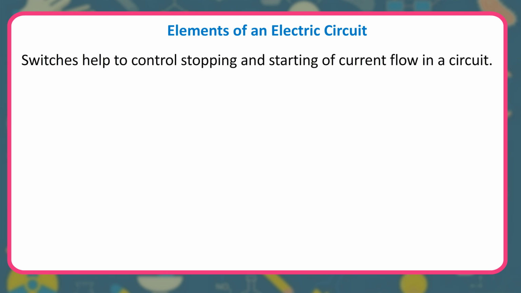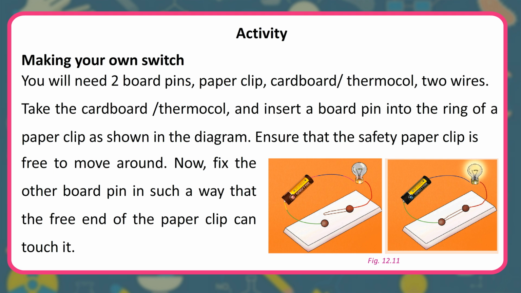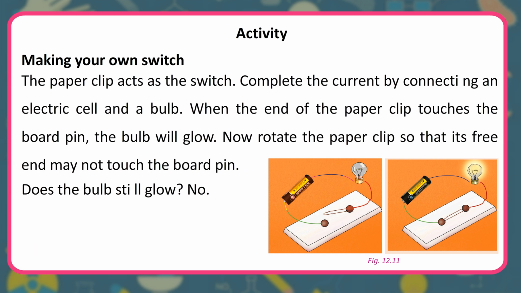Electric switch. Switches help to control stopping and starting of current flow in a circuit. Activity. Making your own switch. You will need board pins, paper clip, cardboard/thermocol, 2 wires. Take the cardboard/thermocol and insert a board pin into the ring of a paper clip as shown in the diagram. Ensure that the paper clip is free to move around. Now, fix the other board pin in such a way that the free end of the paper clip can touch it. The paper clip acts as the switch.